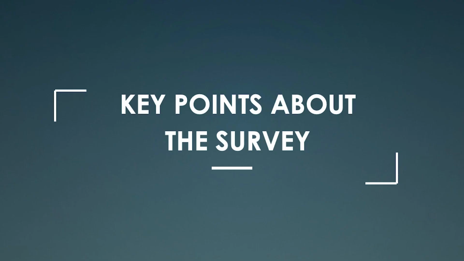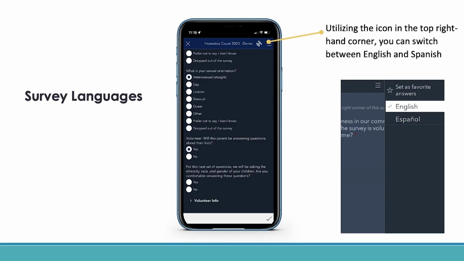So now I'll be going through and highlighting some key points about the survey for you to keep in mind as you go along. Surveys can be conducted in either English or Spanish. To switch between languages, you will use the option at the top right-hand corner of the survey, which looks like a hamburger button. When clicked on, you will see the English and Spanish option. The survey does default to the English language. Switching between languages can also be done at any point during the survey.